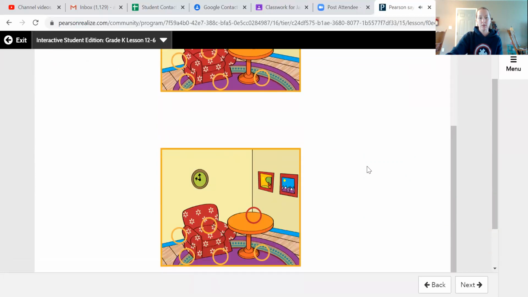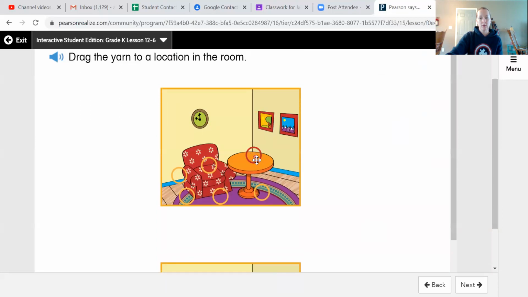All right. So now let's move it again. The yarn is under the table. It's under the table now. The yarn is in front of the chair. Right here in front of the chair. The yarn is on top of the chair. Now the yarn is on top of the chair. The yarn is behind the chair. Now we moved it behind the chair.